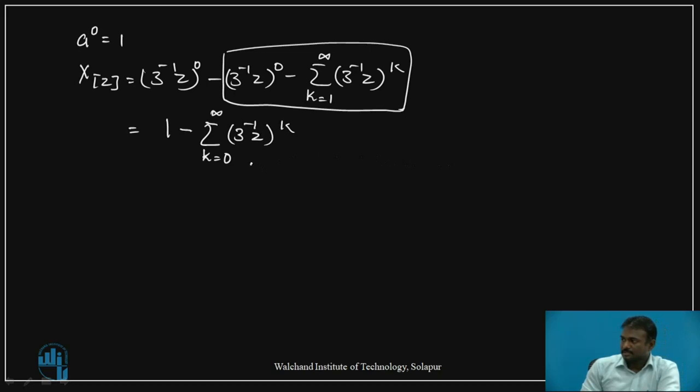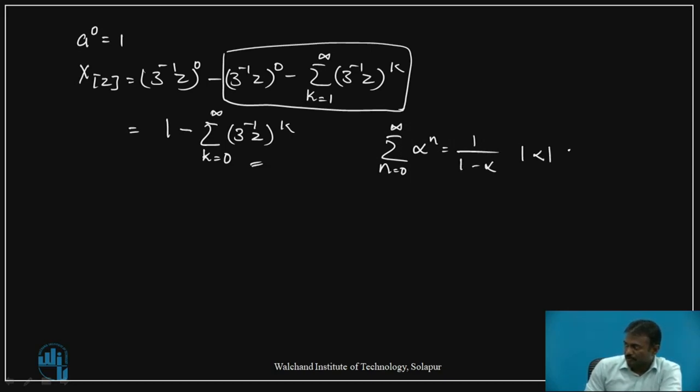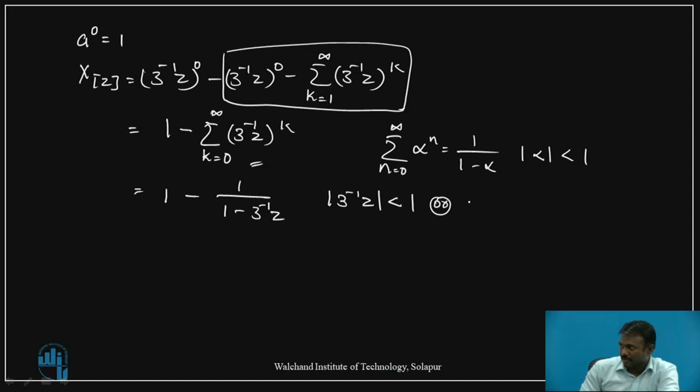Now this summation is identical with the infinite summation identity, that is the summation n equal to 0 to infinity of alpha to the power n is equal to 1 divided by 1 minus alpha, and this is valid if mod alpha is less than 1. So we are going to use this identity in our example. So this will be written as 1 divided by 1 minus 3 inverse z, and this is valid if mod of 3 inverse z is less than 1, or in other words, multiplying LHS and RHS by 3, we get mod z is less than mod 3.